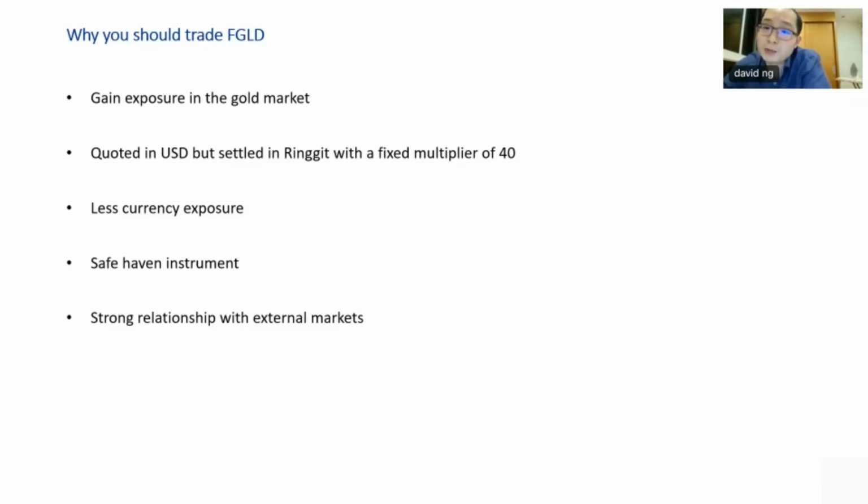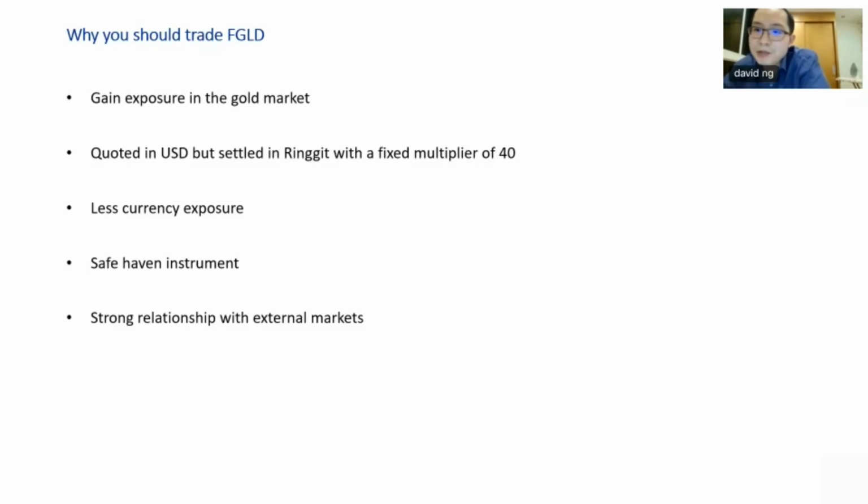If you want to gain exposure in the gold market, it's a good place to start off with the FGLD contract. Now, whether the role of gold as a safe haven instrument still remains pretty much to be seen. But historically speaking, in times of trouble, in times of crisis, that's normally a good time for you to be looking at the gold market.